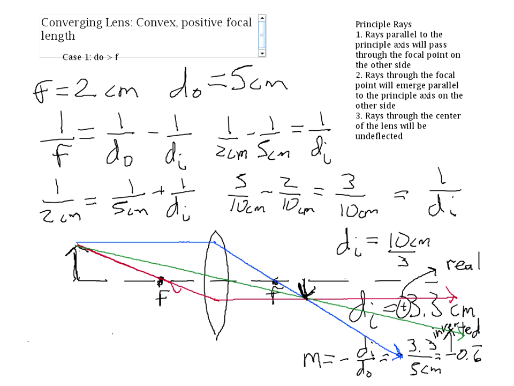Finally, we got that the image is smaller than the original object. That's what we predicted with the magnification of 0.6 or 60%. And in the ray diagram, the image is upside down or inverted. We predicted that algebraically because we had a negative magnification. So that is how you draw the ray diagram and solve algebraically to find the image location for a converging lens if the object distance is greater than the focal length.